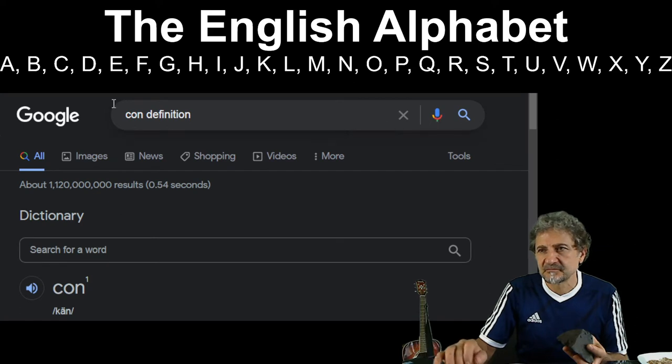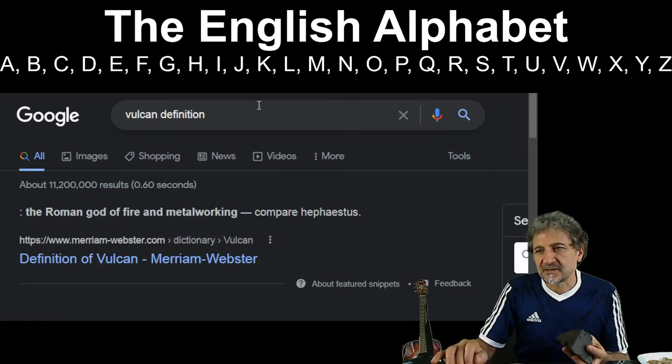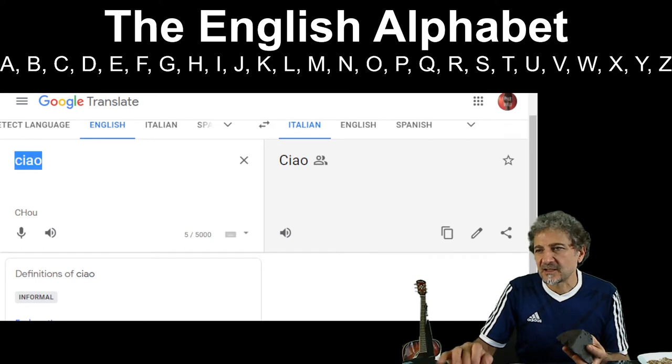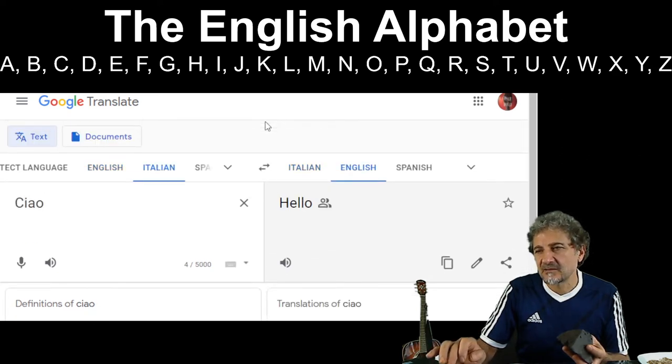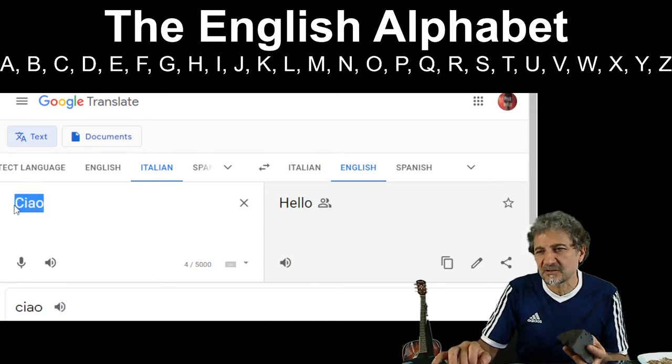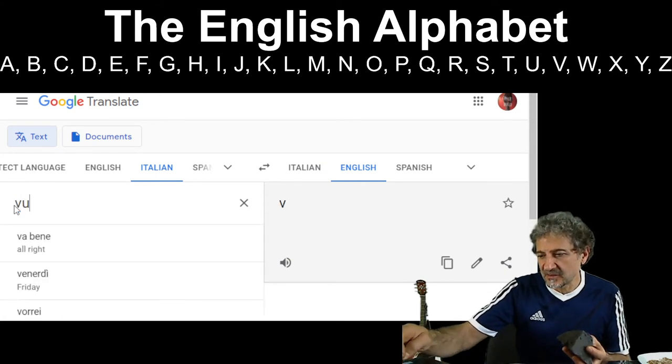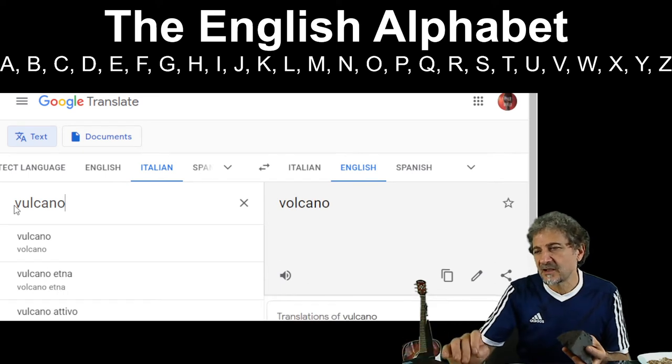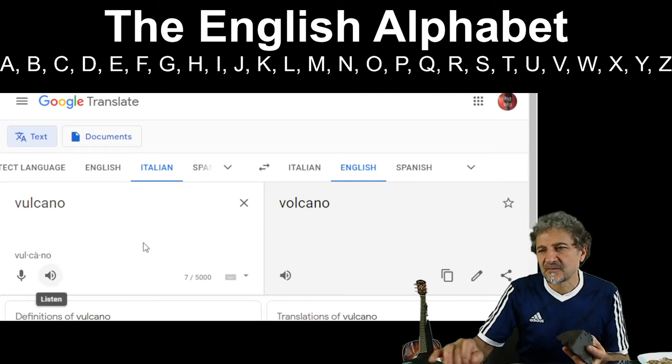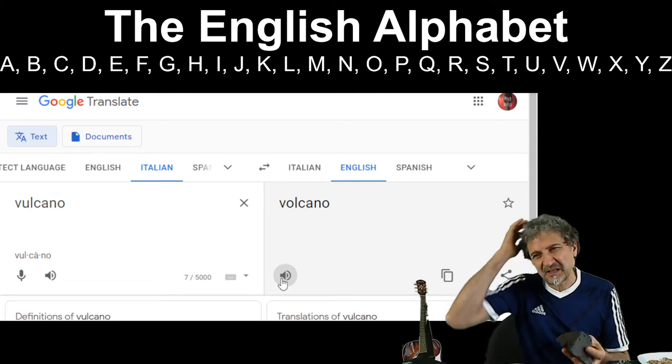Here's the definition of con, informal. It's very frustrating. Very unpleasant. Okay, you know what? I'm switching. Anyway, over there was volcano. This is the way I say it. Oh, I didn't know that was the spelling. Volcano. Volcano. I don't remember if it was like that.